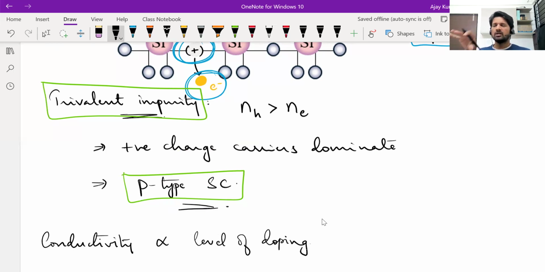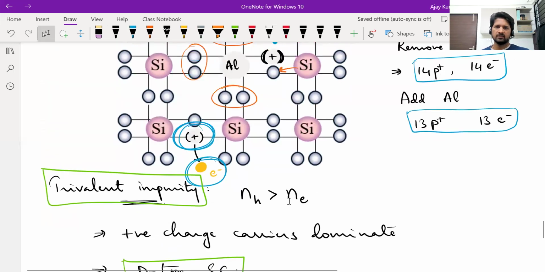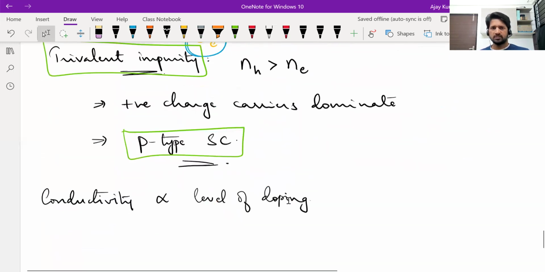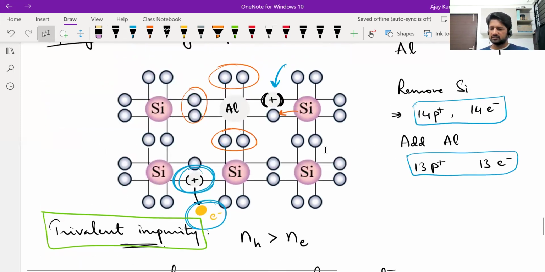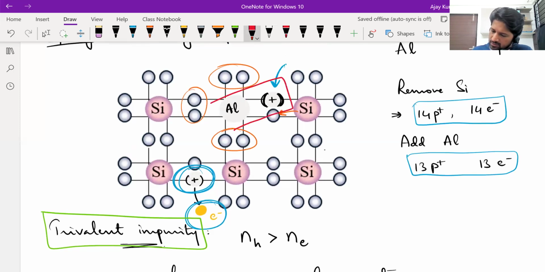Okay, you introduce more and more aluminum atoms, you'll be creating more and more vacancies in the bonds, more and more holes. So you are increasing the charge carrier concentration. Now, usually in doped semiconductors, like you can see here, we have introduced aluminum. As a result, one extra hole has been produced. So usually when you dope semiconductors, these new charge carriers that are produced, their number will dominate the existing number of charge carriers.